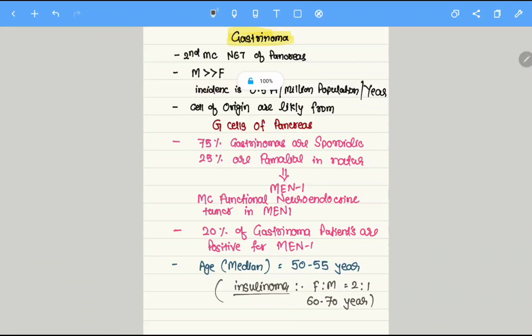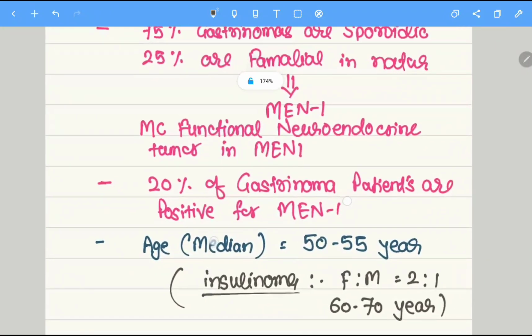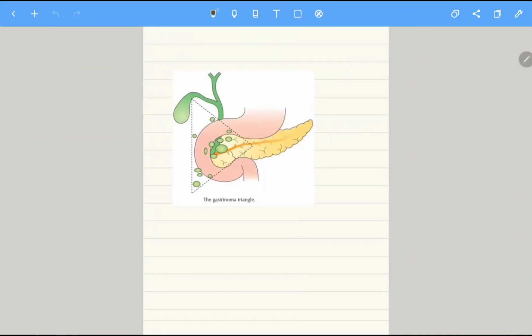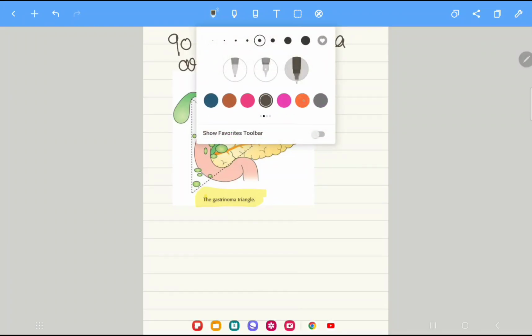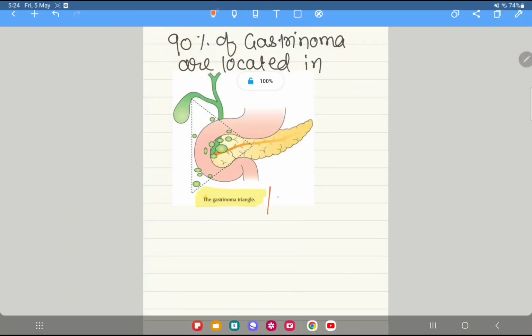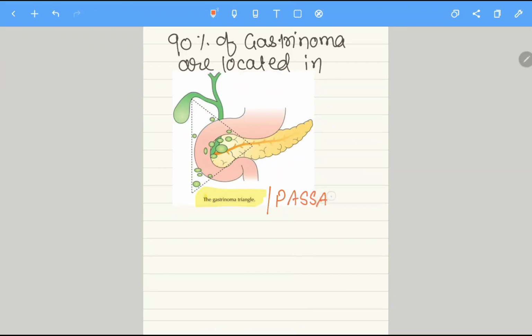What is the most common location of gastrinoma? 90% of gastrinomas are located in, yes, you are thinking it right, the gastrinoma triangle, which is also known as Passaro's triangle.